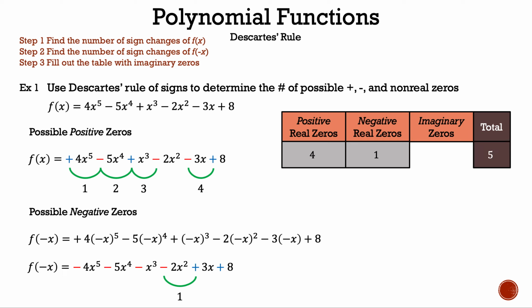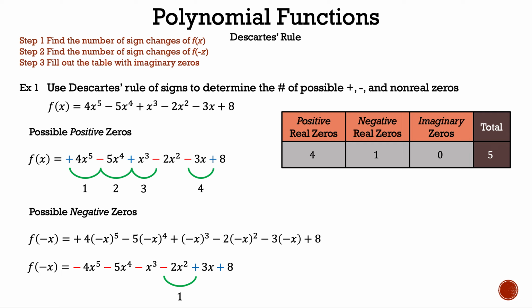Why do we think that is? That's correct. The degree of this function is 5. So how many imaginary zeros do we have in this case? That's correct, 0, because 4 plus 1 plus 0 is 5.